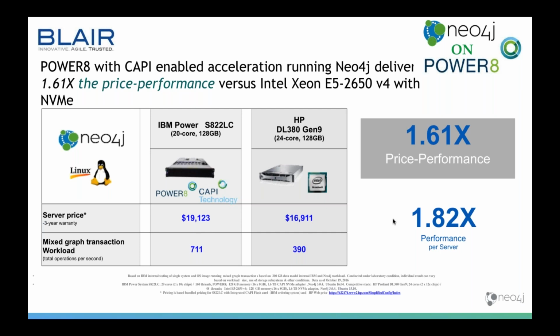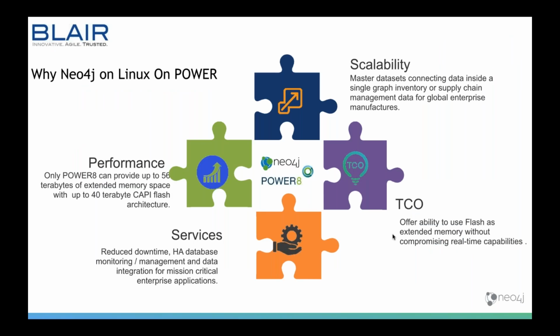So in general, just in conclusion, I just wanted to mention a little bit that this is a complicated puzzle as you go forward. We're here together, both Neo4j, Blair Technology Solutions in partnership with IBM, suggesting to you that there are great things about running this type of application and database on Power systems. You're going to get that performance, as Power can provide 56 terabytes of extended space. So that's one of the great advantages of Power from a performance perspective.